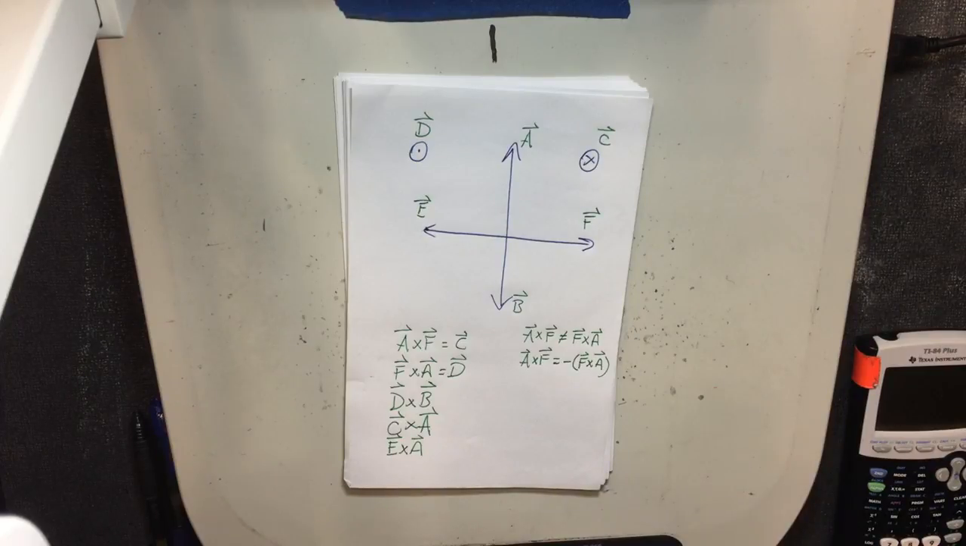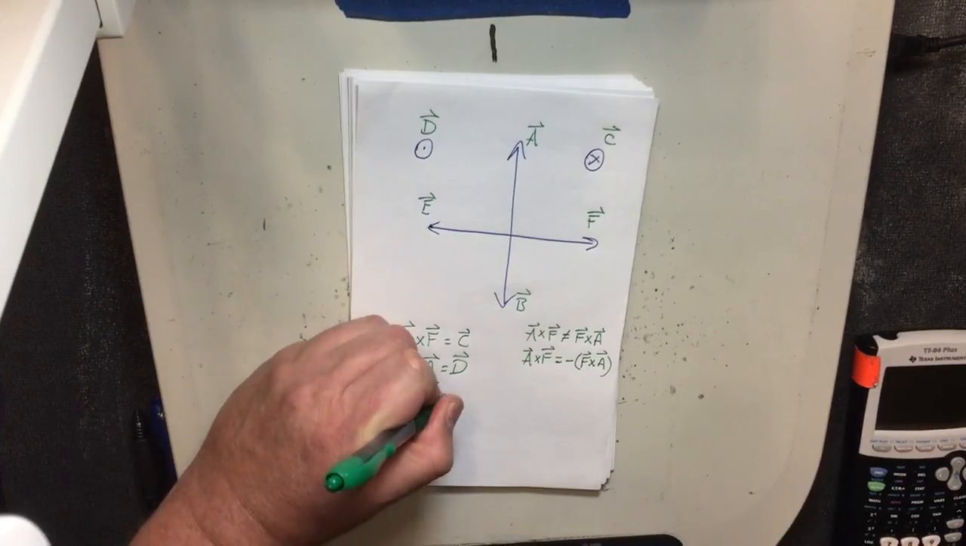I just did it. So D cross B points towards F. C cross A, did it again, F again. And then E cross A is C. So it's F, F, C.